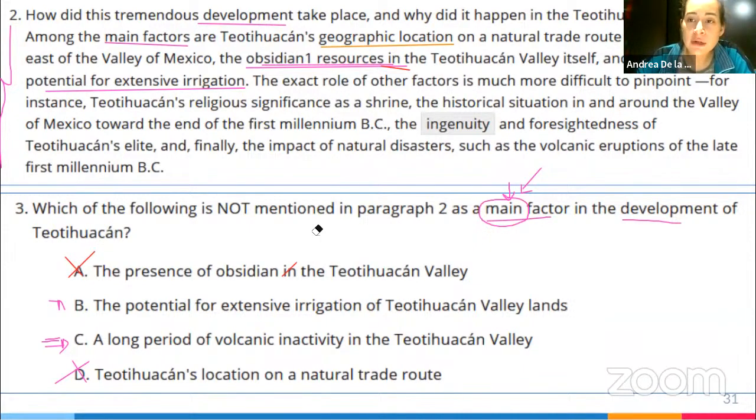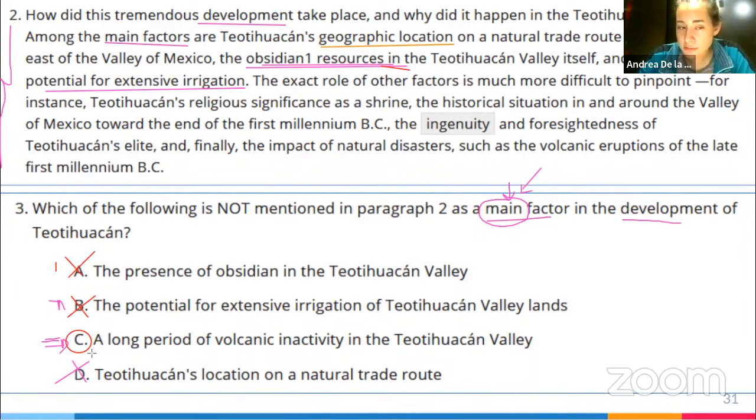And finally, where do we have the valley's potential for extensive irrigation? Option B, right? Great. The potential for extensive irrigation of the Teotihuacan Valley lands is the same, nothing suspicious. So we have that options A, B, and D have been mentioned. Therefore, the only one that hasn't been mentioned as a main factor is option C, a long period of volcanic inactivity in the Teotihuacan Valley, right?